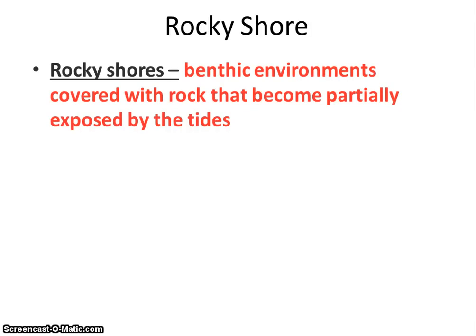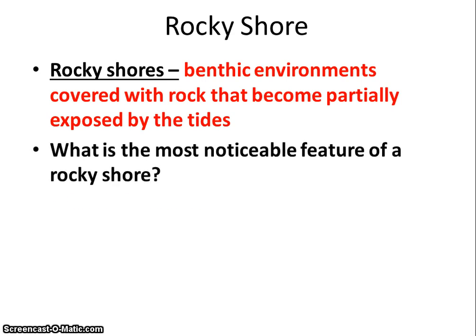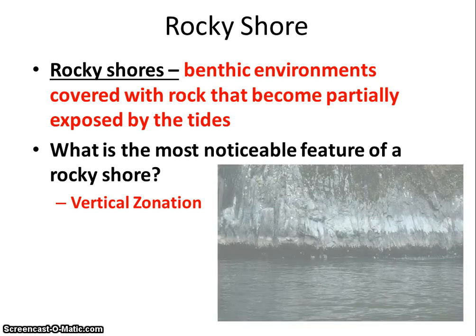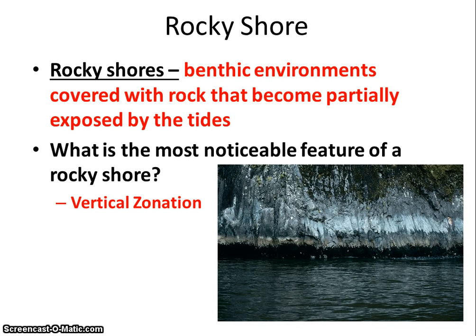So, there's your definition. Benthic environments that are covered with rock that become partially and completely exposed by the tides. The most notable feature on a rocky shore is vertical zonation. What does that mean? Well, that means that rock dries out a lot faster than sediment. And so, if you look at a rocky shore, what you'll notice is there's a distinct banding pattern that forms.